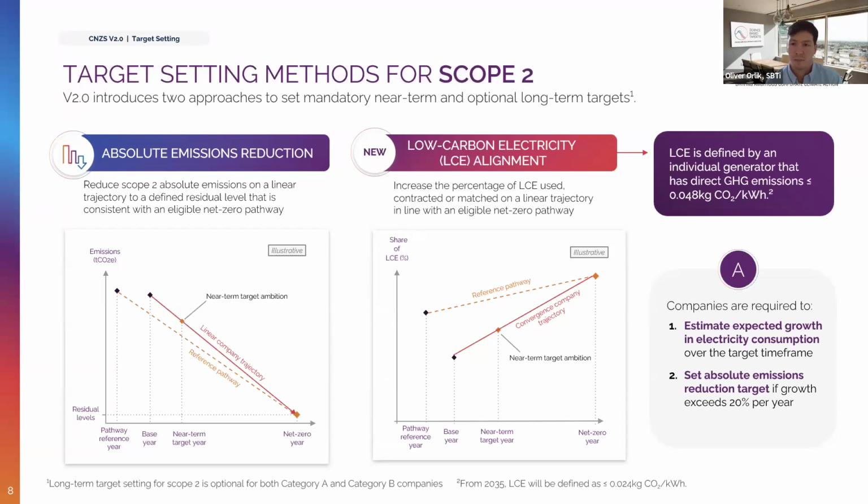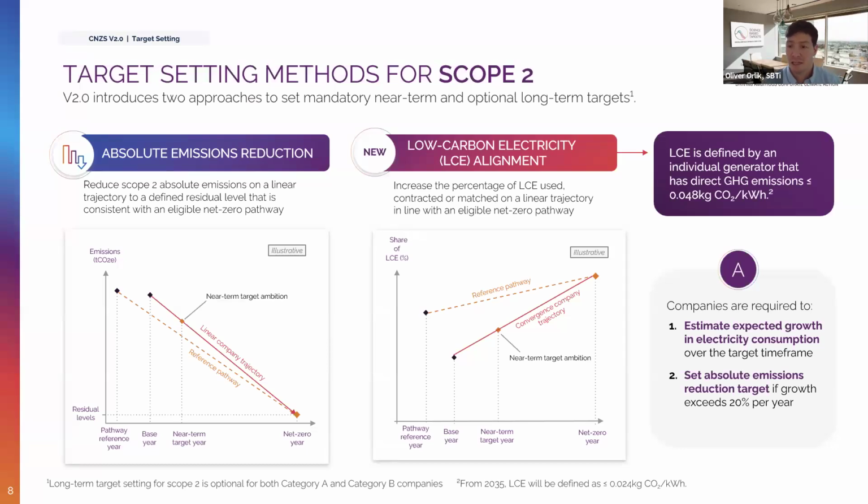On the next slide is talking about the target setting methods for scope 2. So scope 2 emissions are typically from your electricity use. And version 2 introduces two approaches to set those mandatory near-term targets. So we have the absolute emissions reduction target, which would be to reduce your scope 2 emissions on a linear trajectory to net zero. And we have also the reference pathways for certain sectors, as before. And then we're introducing the low carbon electricity alignment target.